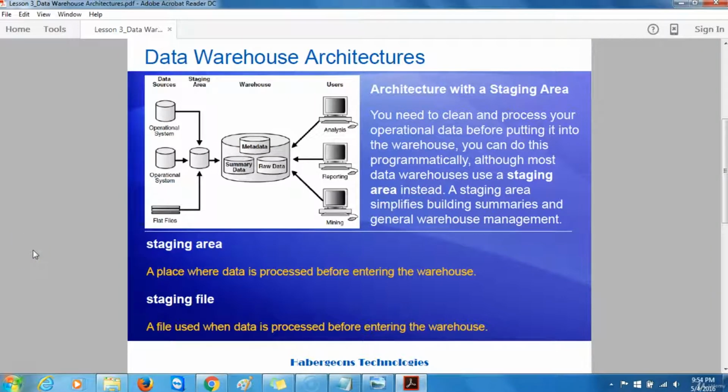Now, somebody may ask you, what is a staging file? A staging file is a file used when data is processed before entering the data warehouse. That means that while the cleansing has taken place in the staging area, the next step is to hold your data in a file which you eventually use to load your data into the data warehouse. It could be a text file, it could be some other document that your system or your organization has created as a standard file that is used for loading your data into your data warehouse.